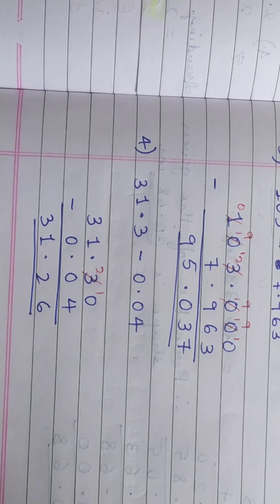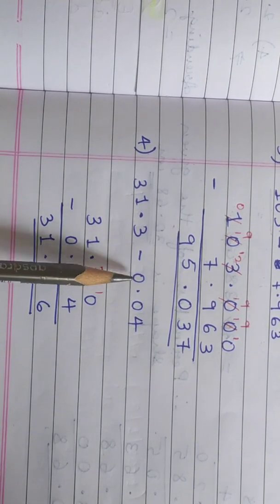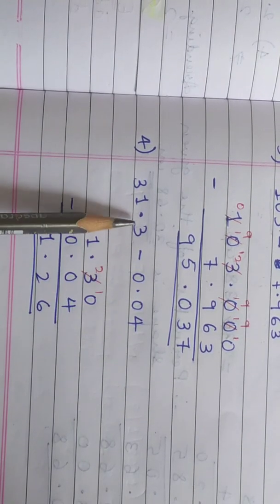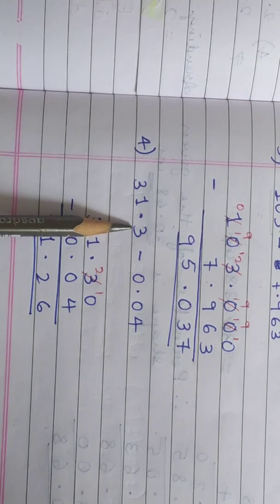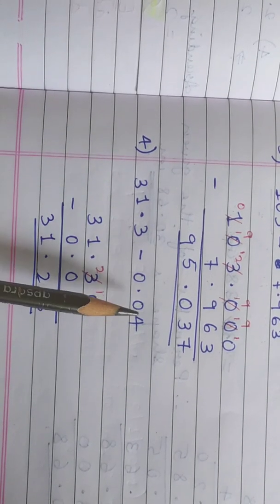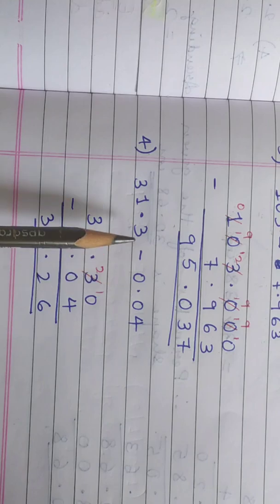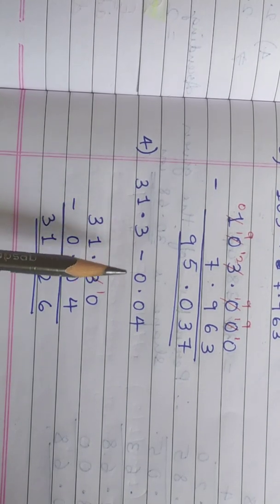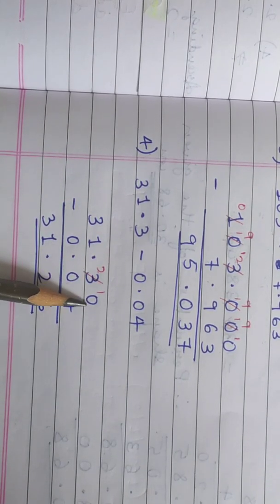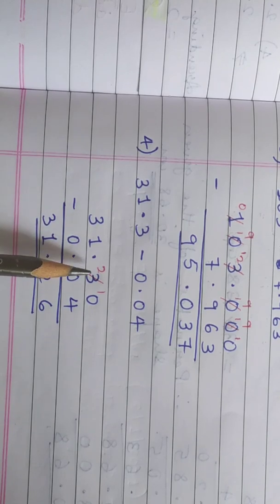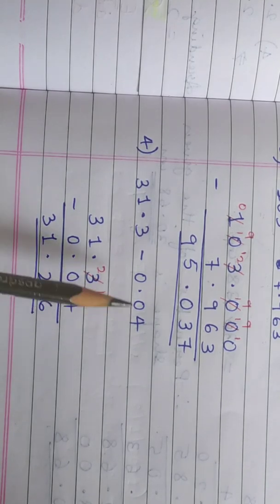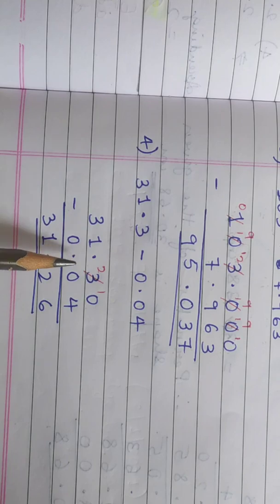Now the next one is 31.3 minus 0.04. Here also this number is having only 1 digit after the decimal point, but this is having 2 digits. So we need to make this also a 2-digit number. So we put a 0 after the 3. So this becomes 31.30 and this number we write minus 0.04. Here also you can see that I have put the points one below the other.